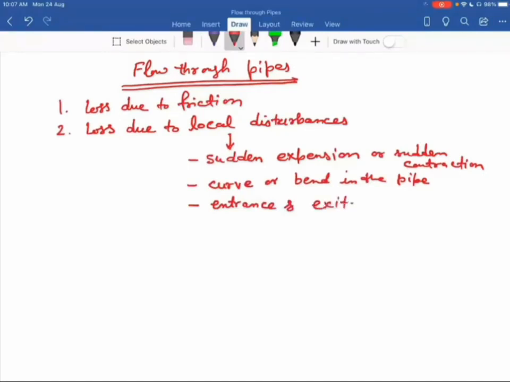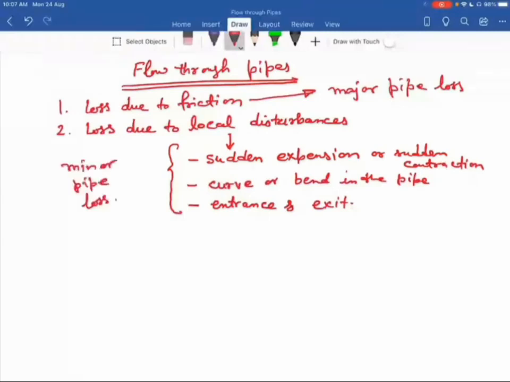Now the loss due to friction we call the major loss or major pipe loss, and the losses due to these local disturbances we call minor pipe loss. All these losses we measure in terms of pressure drop when some fluid is flowing from one section to another.